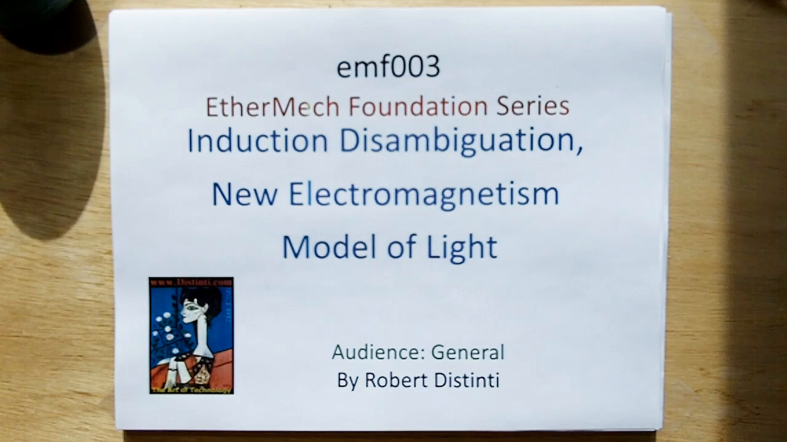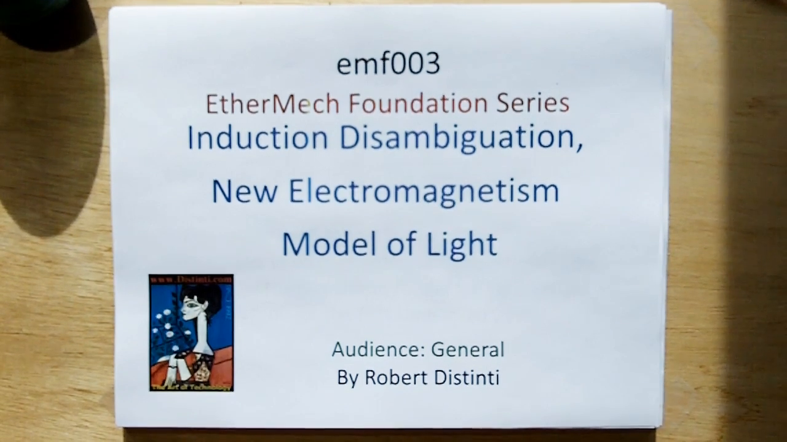In this video, we're going to perform the disambiguation of all the models for the loop experiments that we found. And we're also going to release a new electromagnetism model of light. Well, we're not going to release it. We're going to point it out to you. It's been there in front of you, in front of your face all the time.